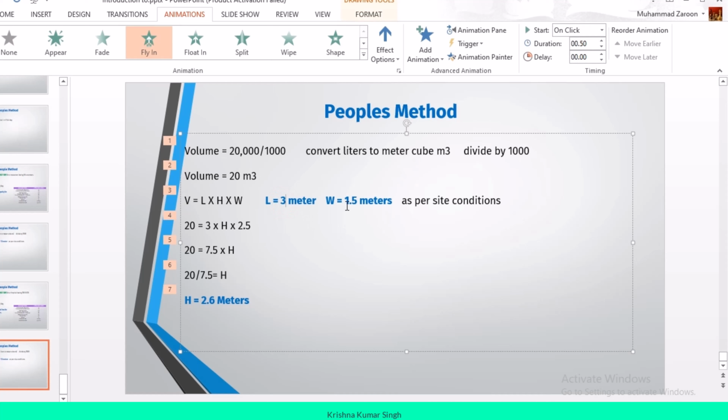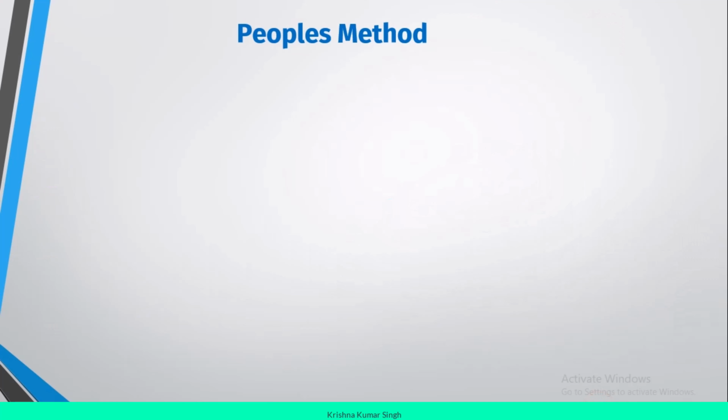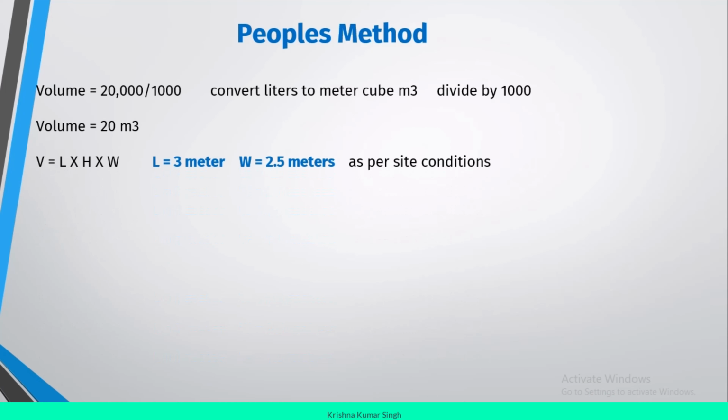Length is 3 and width is 2.5. All right, now it is correct. When I visit the site, I basically choose 3 meter length because on the rooftop of the hospital I'll get the space of 3 meter, and width I'll get 2.5 meter. There was nothing on the roof, so I decided to choose 3 meter length and 2.5 meter width.